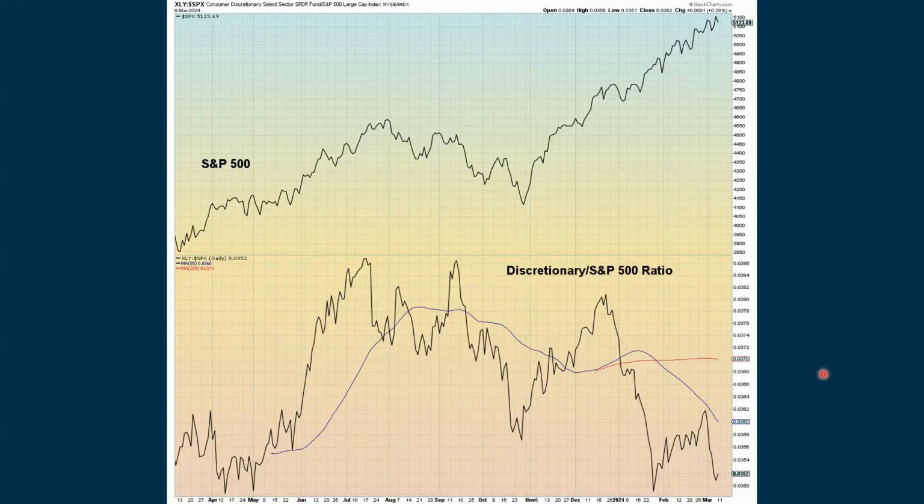Discretionary has been an area of disappointment. We want to see this doing better, but it's actually in a downtrend when compared to the S&P. That would really help the market. If this could turn and get into an uptrend, that would help the S&P to go higher.